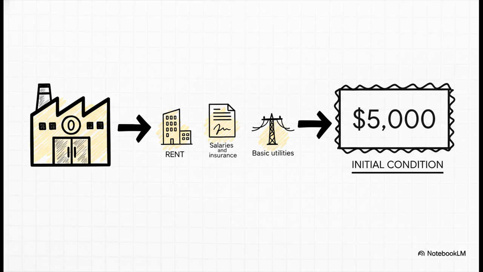Well, in a business cost problem, that initial condition is your fixed cost. Think about what fixed costs are. They're the expenses you have to pay even if you produce absolutely nothing, 0 units. They are completely independent of your production level. We're talking about things like rent for the factory, your insurance payments, the basic utility bills, and the salaries for your admin staff. These are the costs you have at a production level of x equals 0.